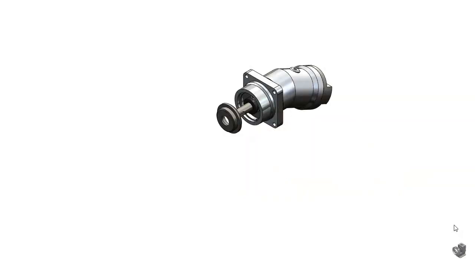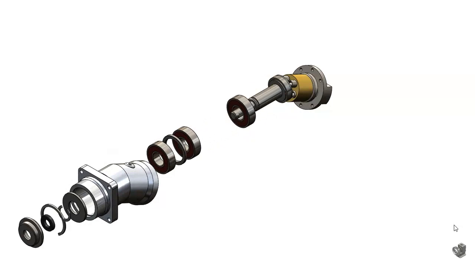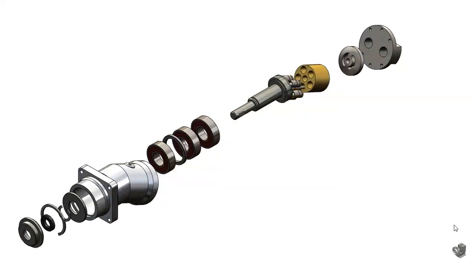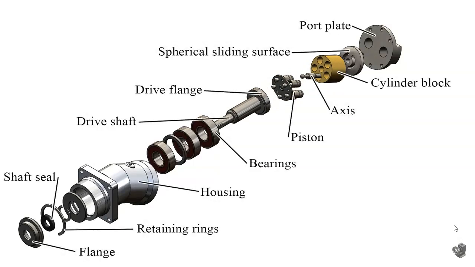Bent axis pump design. In a bent axis piston pump, the cylinder block turns with the shaft but at an offset angle. The piston rods are attached to the drive shaft flange by ball joints. Most bent axis piston pumps consist of a few basic components: port plate, spherical sliding surface, drive flange, drive shaft, shaft seal, flange, retaining rings, housing, bearing, piston, axis, cylinder block.